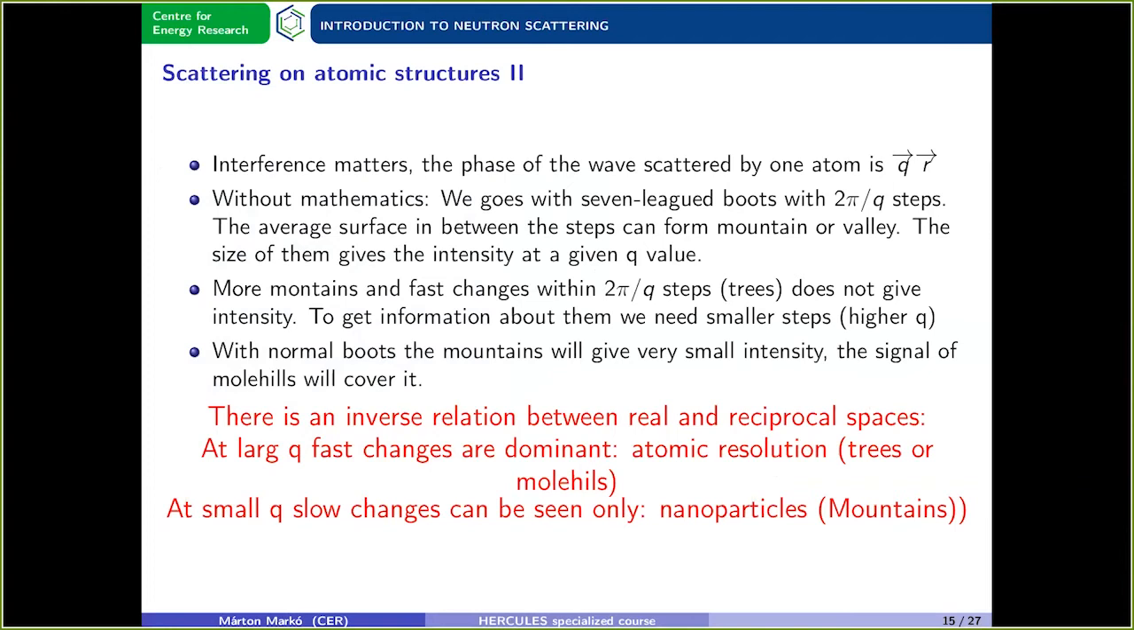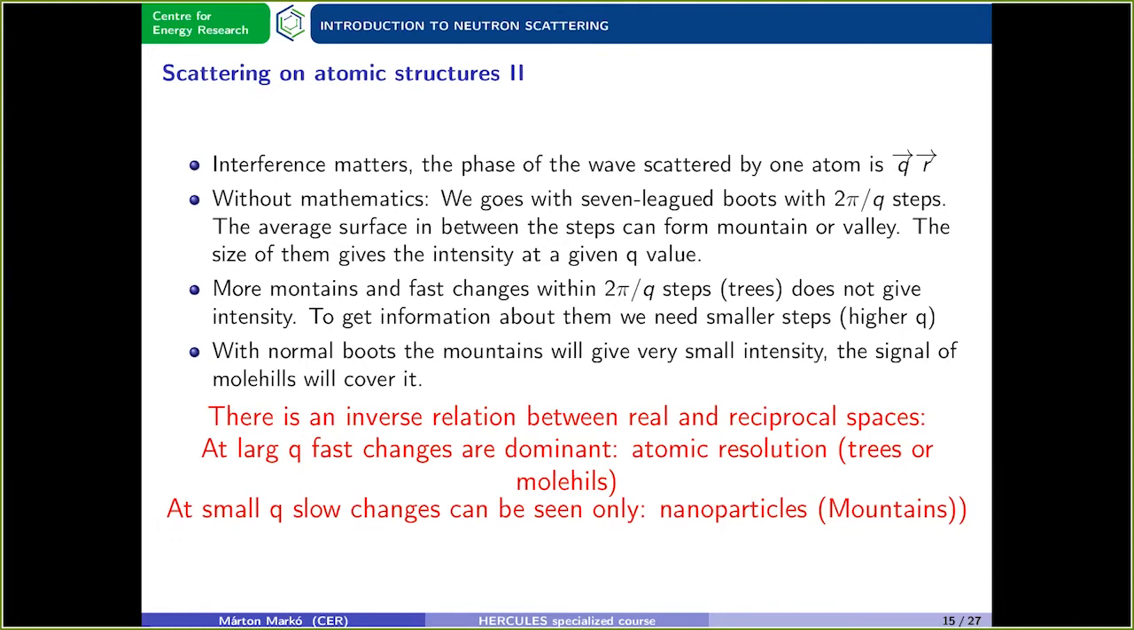So, what we see after a scattering is, first, that we will see only the phase change of the neutrons, which is described by Q times R. And without mathematics, I try to visualize what happens. Let's take these 7-league boots and walk away with 2 pi over q steps, and we are looking down at the surface, and in our head we make an average. And in average, if we step over always a valley or a mountain, then there will be a scattered intensity.